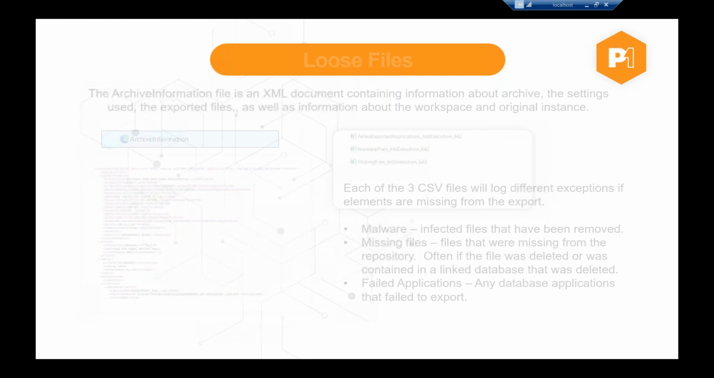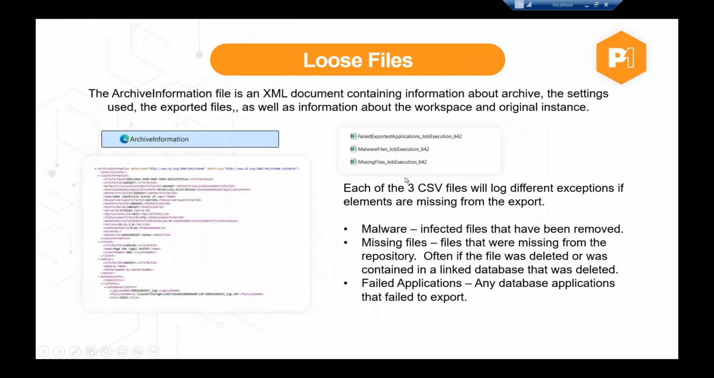And then failed to export applications. Sometimes custom applications, especially ones referring to resources that aren't usually available to Relativity, might fail, and any applications that fail to export will show up in that log there. And then we have our notes file, which just has any custom notes on the workspace. Pretty rarely you'll have any data there.